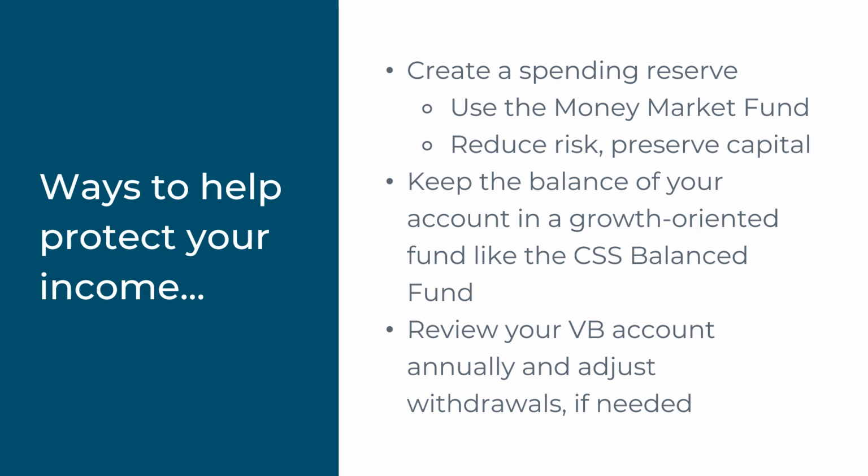For example, if you plan on a monthly income of $1,000, you would move $12,000 to $36,000 to the money market fund. Then each year, you would contact an advisor to discuss moving another year of withdrawals to the money market fund to replenish your spending reserve. Remember, you will need to review your VB account at least annually to maintain your 1 to 3 years.